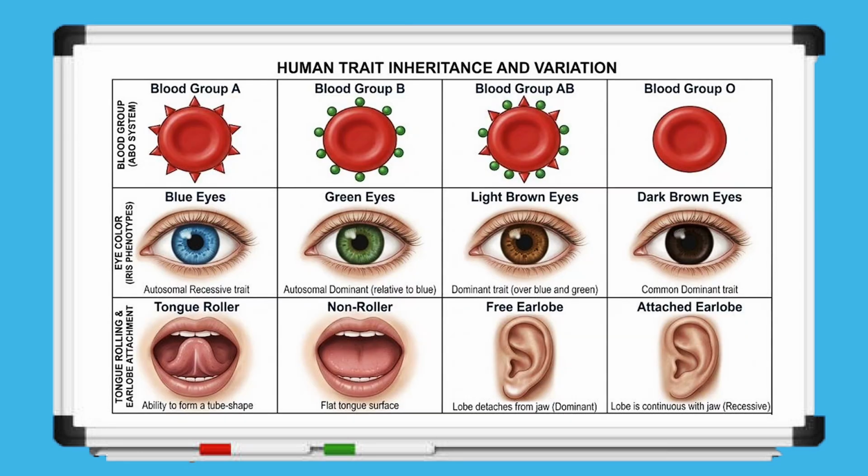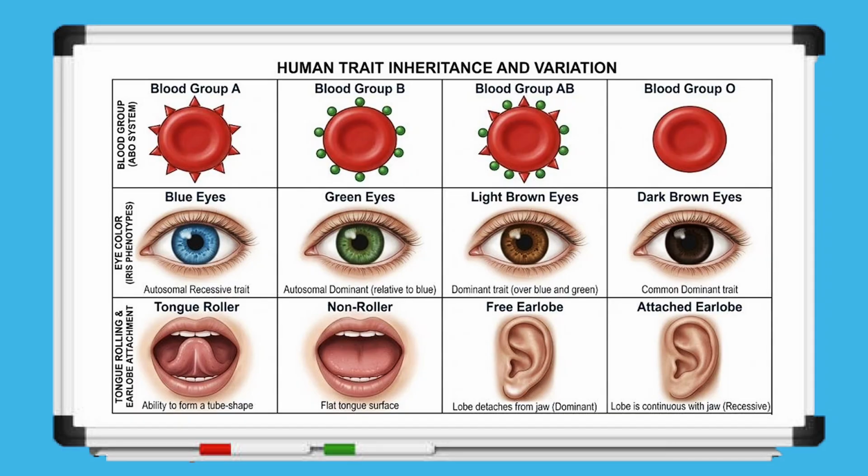Let us now understand this with some examples. For blood group, the genotypic variation involves different combinations of alleles inherited from parents. The phenotypic variation is the actual blood group that appears, such as type A, type B, type AB, or type O, based on the antigens present on red blood cells. In the case of eye color, the genotype consists of specific genetic instructions that control the production of melanin in the eye. The phenotype is the visible eye color, such as blue, green, light brown, or dark brown.